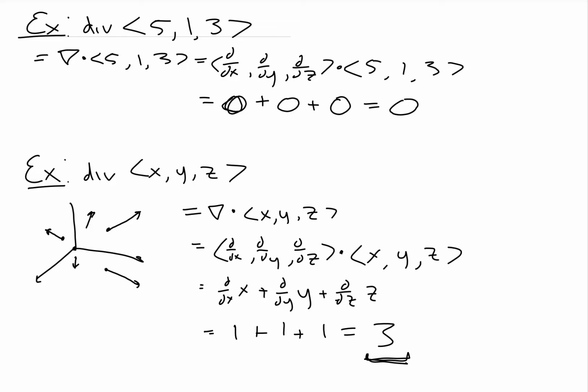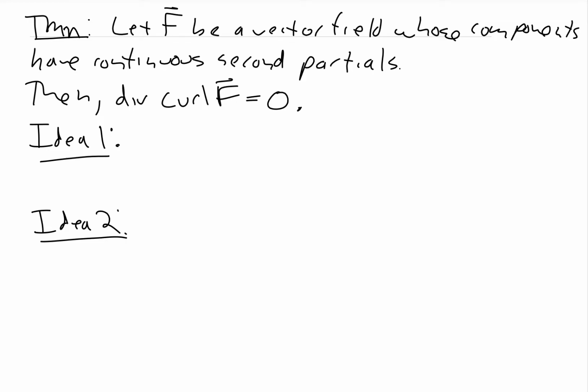Now, I'll go ahead and close on a theorem referencing your divergence and curl here, because these aren't totally disconnected ideas that we can't relate to each other. A theorem I'll close on is that if you have a vector field whose components have continuous second partials, if you go to take the divergence of the curl, you're going to get 0.